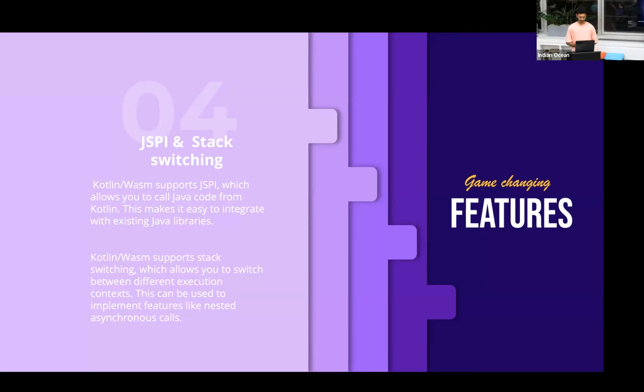But this thing where you can directly call JavaScript code from Kotlin, it's also awesome. Then Kotlin WASM supports stack switching, which allows you to switch between different execution contexts. This can be used to implement features like nested asynchronous calls. Yes, you can still do that.